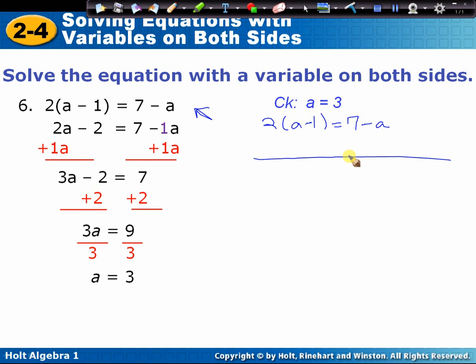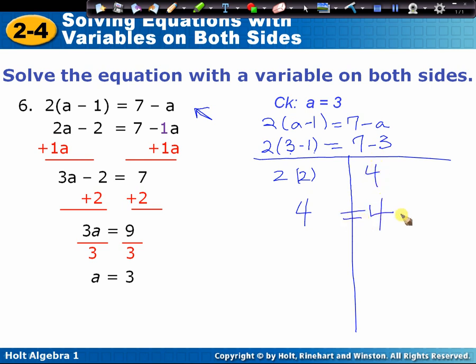Draw your line so you have your equal sign. And on this side of the problem, we're plugging in a 3 for A. We have 2, 3 minus 1 on this side. Equal sign. We have 7 minus, our A is 3. So 7 minus 3. So we have parentheses. We can do what's in the parentheses first. 3 minus 1 equals 2. 2 times 2 equals 4. 7 minus 3 equals 4. 4 equals 4. That is a true statement, so this problem does check out. Make sure that you have your work written on your paper for your check here before you move on.